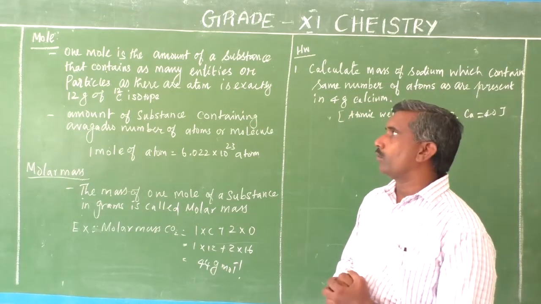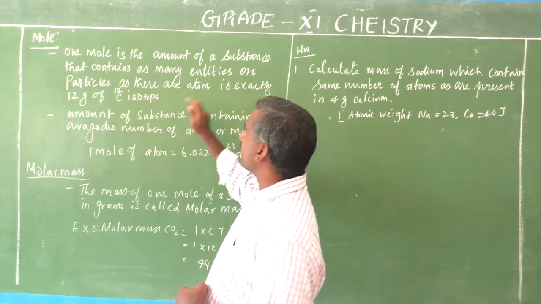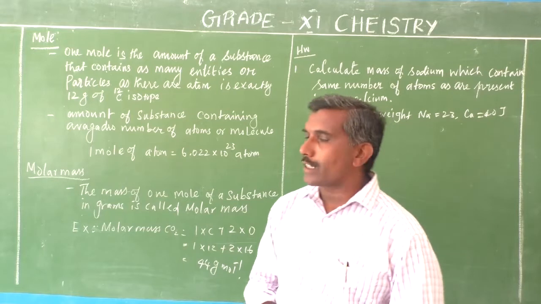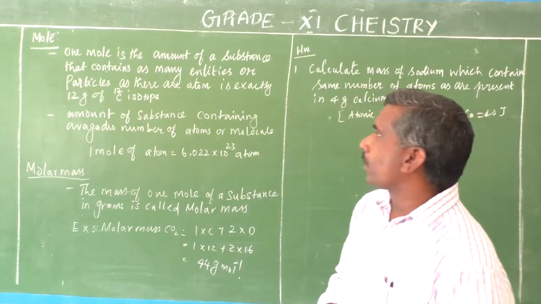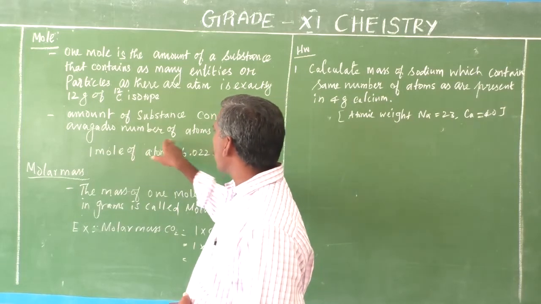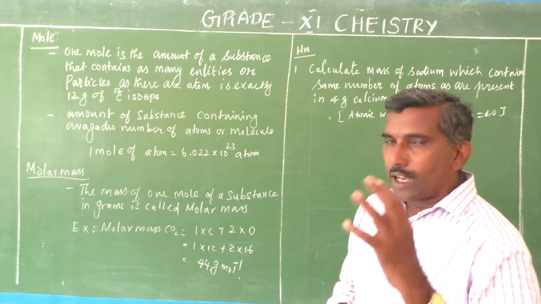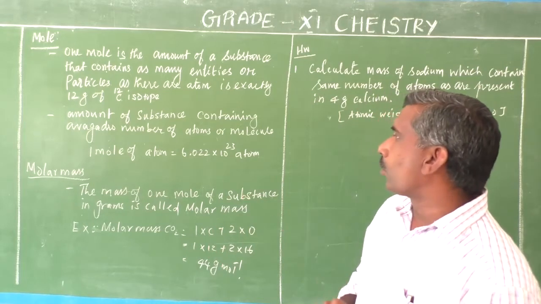I will again teach this: one mole of substance. A mole is the amount of substance that contains as many entities or particles as there are atoms in exactly 12 grams of the carbon-12 isotope. That is the amount of substance containing Avogadro number of atoms, and it is known as 1 mole of substance.